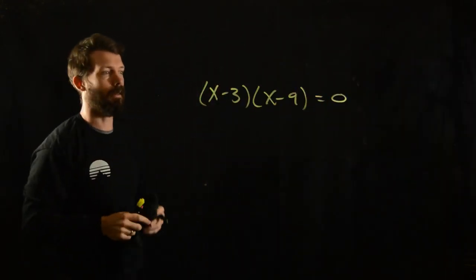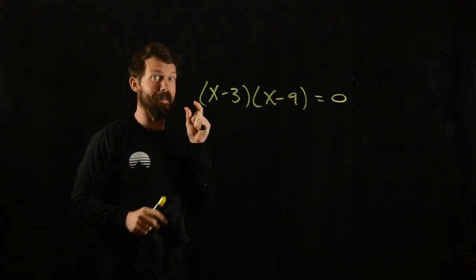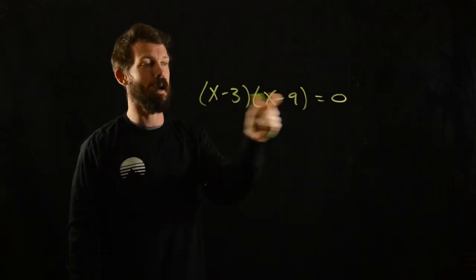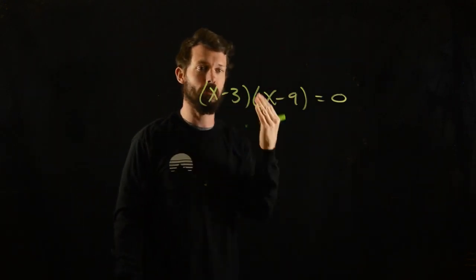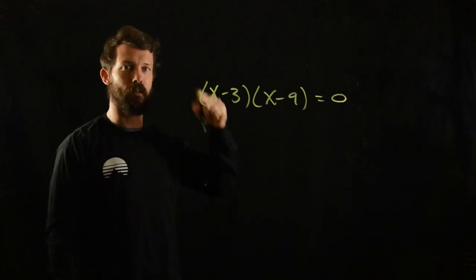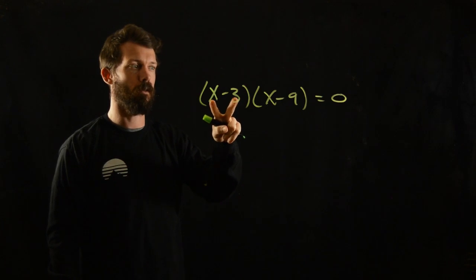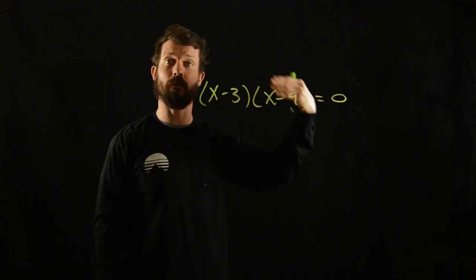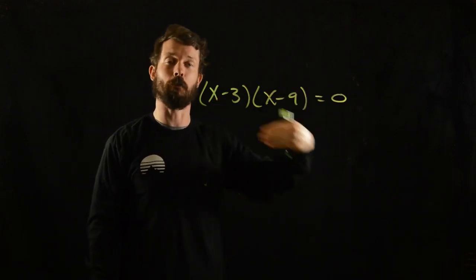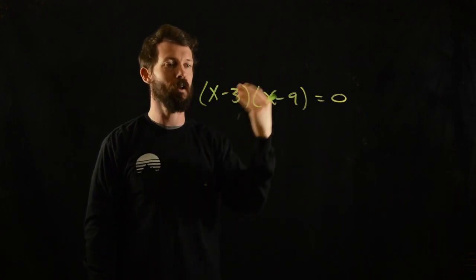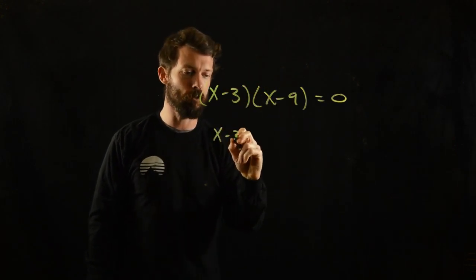All right, so if you take a look at this one, here's a new example. I have two factors. This is in factored form. So if it's in factored form, that means that I can use ZPP. So all we have to do is say, okay, if this is equal to 0, the whole thing would be equal to 0, because that's what I'm trying to do. I'm trying to find the solution. I'm trying to find the root. The root is what makes this solution equal to 0.